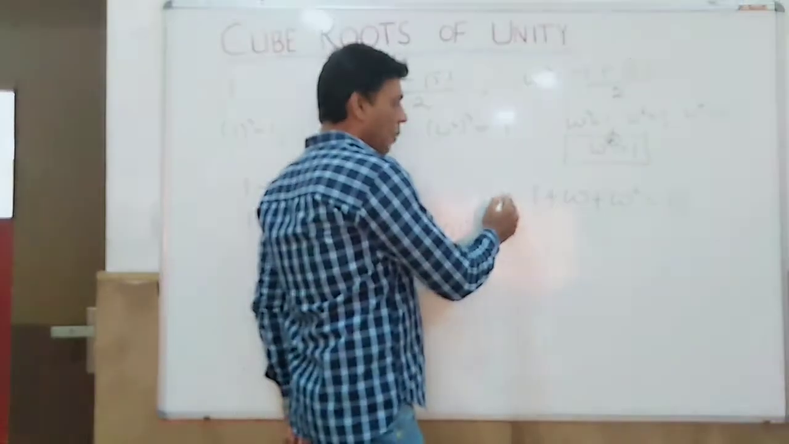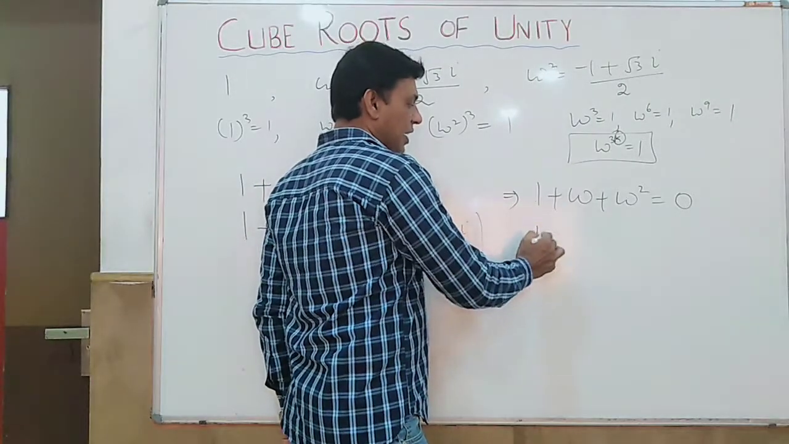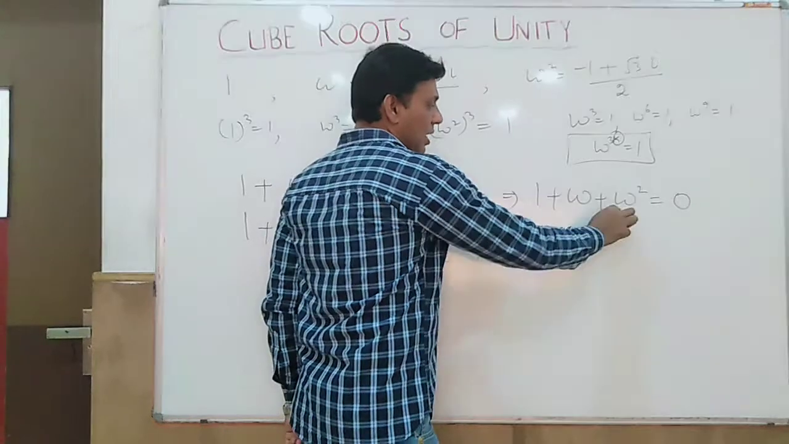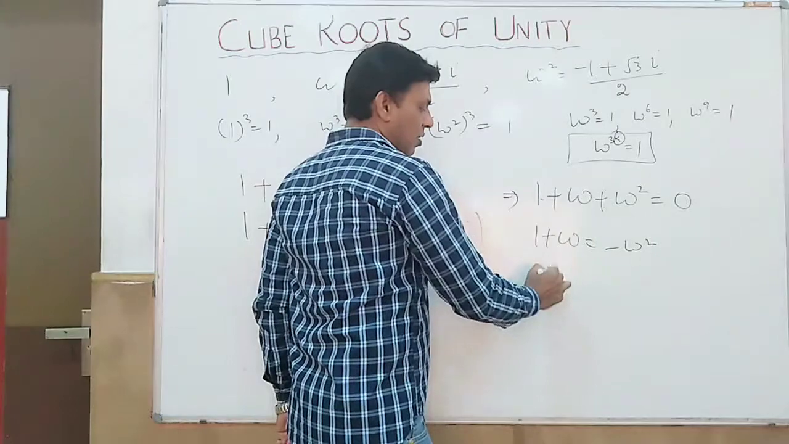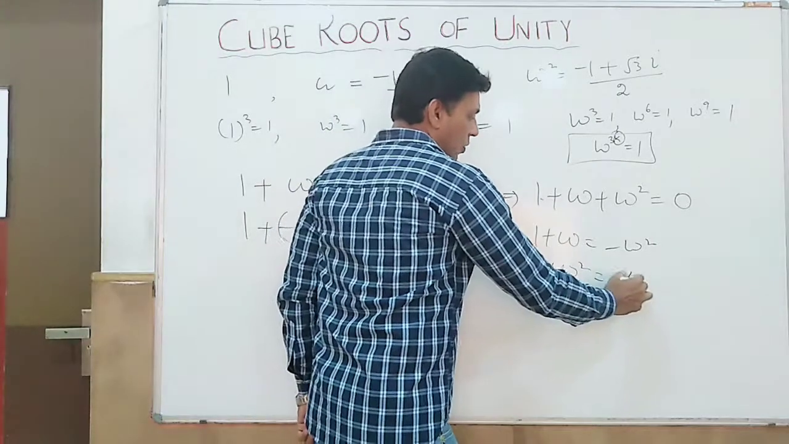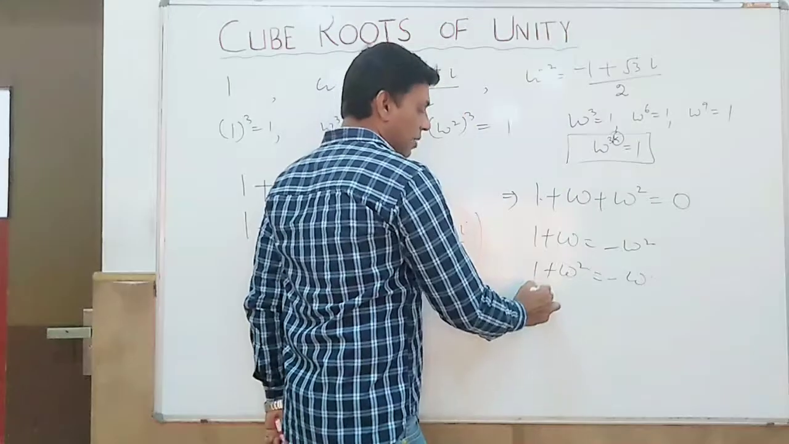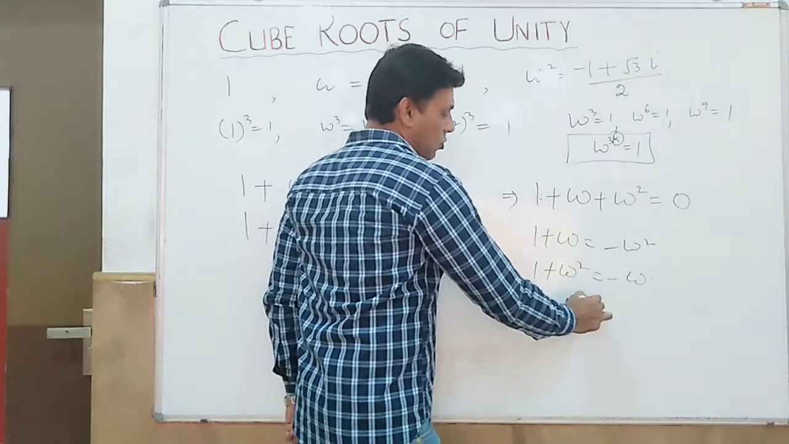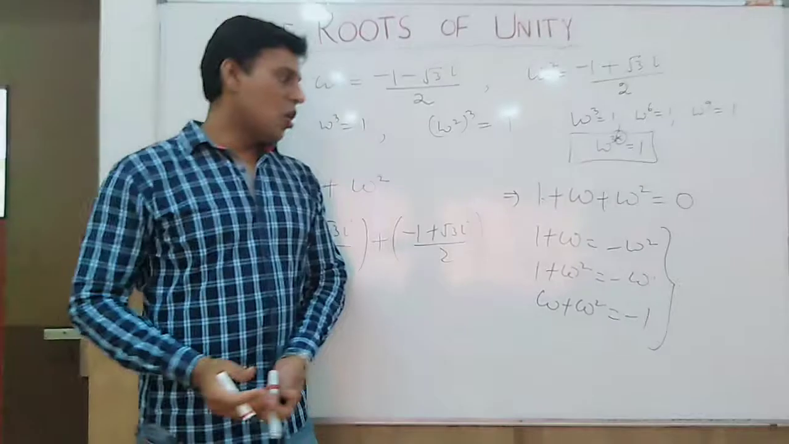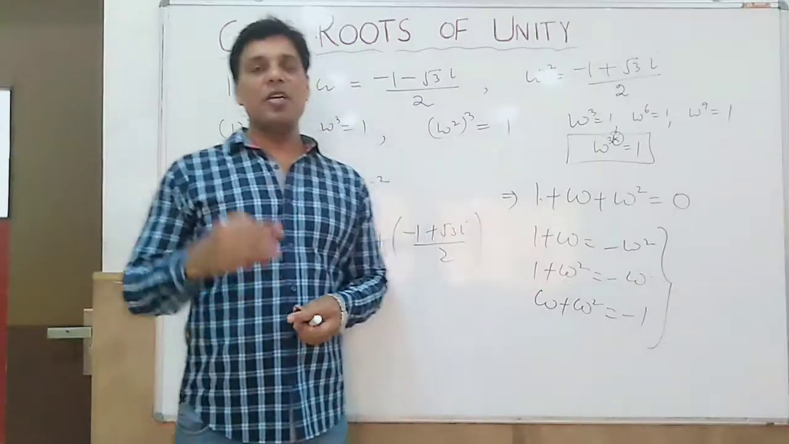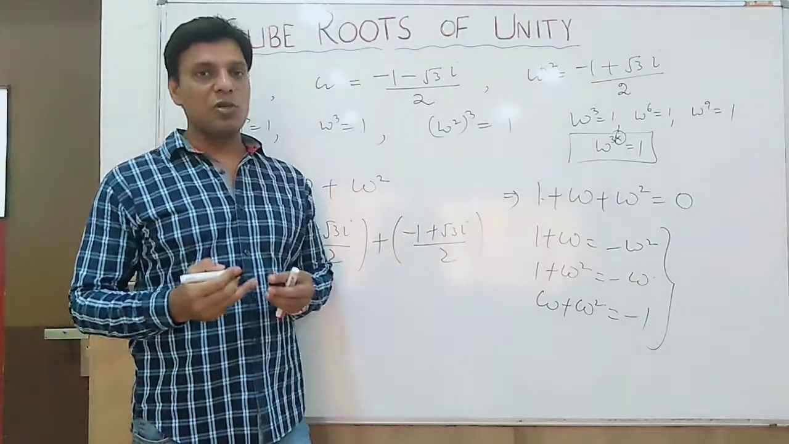We can use this property like sometimes we can write 1 plus omega is equal to minus omega square. Sometimes we can write 1 plus omega square is minus omega, and sometimes we can write omega plus omega square will be minus 1. So either way we have to use this property to solve some questions. So let's see some questions.